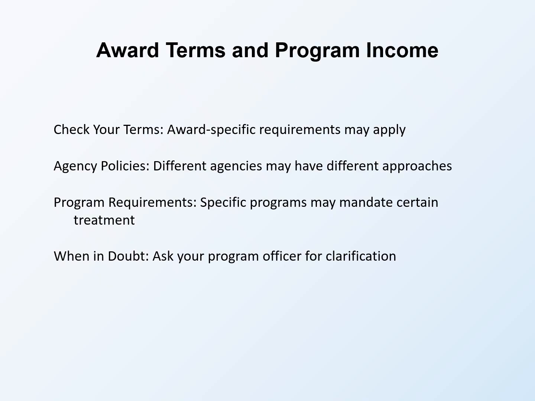Some programs require the deduction method. Others may have unique requirements for how program income must be used. Program-specific guidance in the funding opportunity announcement or program regulations may apply. When you are uncertain about program income treatment, ask your program officer for clarification. Better to confirm the correct approach before generating and using program income than to discover later that you handled it incorrectly. Program officers can clarify how their program expects program income to be managed.